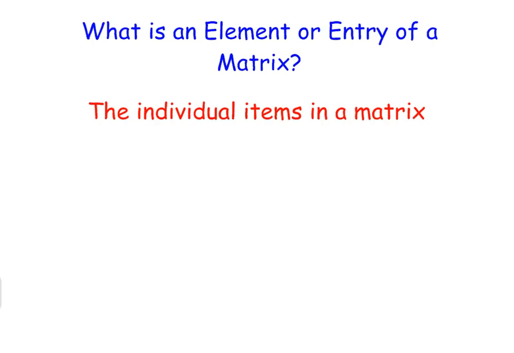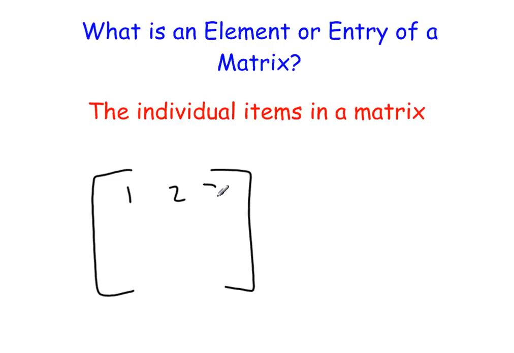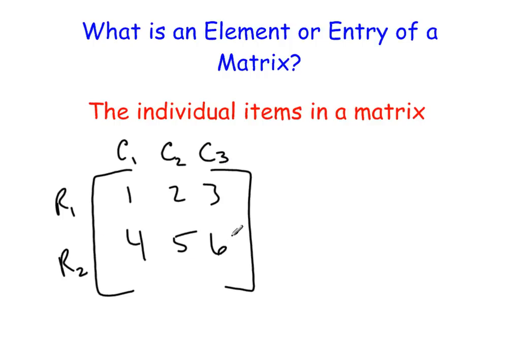So what is the element or entry of a matrix? Well, it's the individual items in a matrix. So if we look at an example, 1, 2, 3, 4, 5, 6, this has 6 elements, or what we call entries. And we can pick a specific one by talking about what row and what column it's in. So for example, this would be row 1, and this would be row 2. We have column 1, column 2, and column 3 in this example. If I was going to look at the number 6, this is the entry in row 2, column 3.